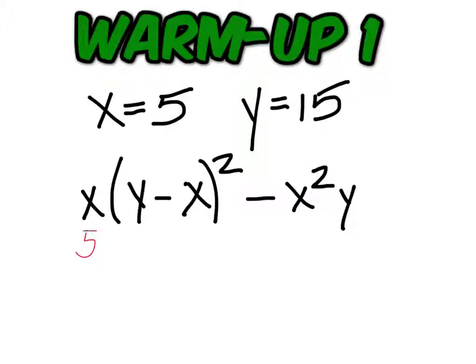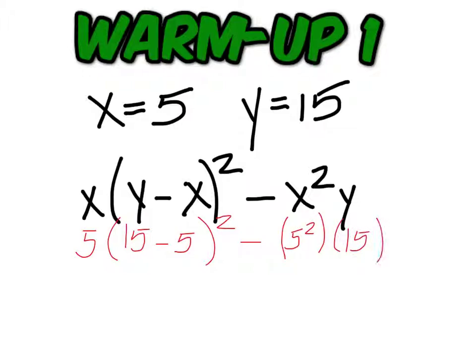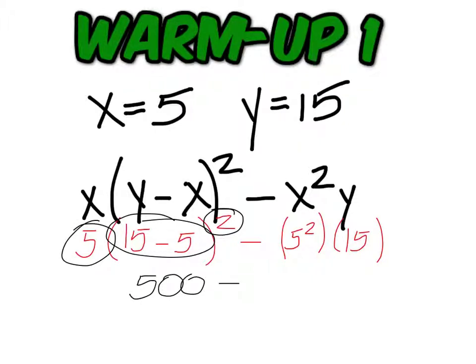X is 5, and we're going to multiply that by the quantity squared of y minus x, which is 15 minus 5. Then on this side we're going to have x squared, so that's 5 squared, and then y is 15. From this you should have 10, square it to get 100, times 5 is 500. Over here is 25 times 15. 25 times 15 is going to be 375.